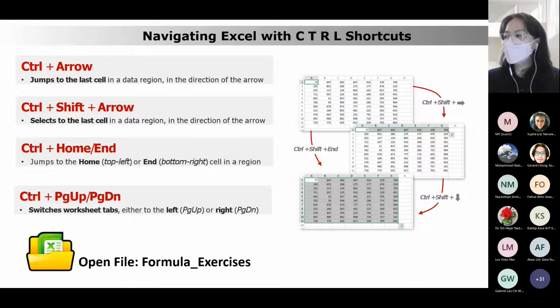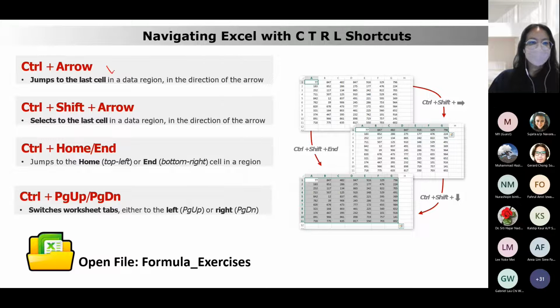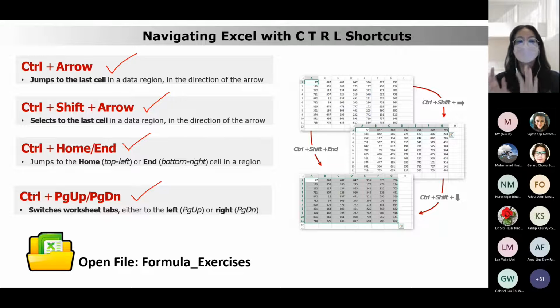So now we're going to navigate Excel with some shortcuts. These are some shortcuts that you can use. Control arrow. Control Shift arrow. Control Home or End. Control Page Up or Page Down. Some simple control shortcuts for us to move about. It's the same file name, formula_exercises.